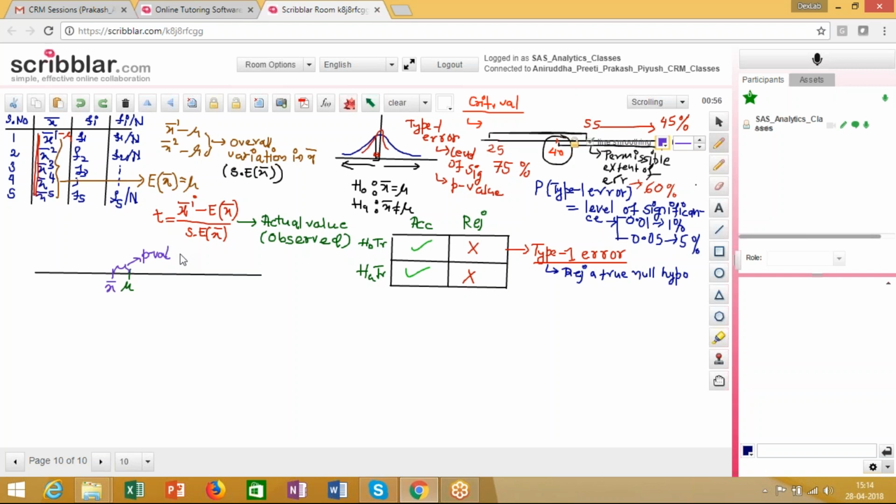Now I need to benchmark. Now, how do I know whether this error is a negligible error, or whether there is a very high chance of committing a type 1 error? How do I know that? For doing that, I need to have a critical distance, right?